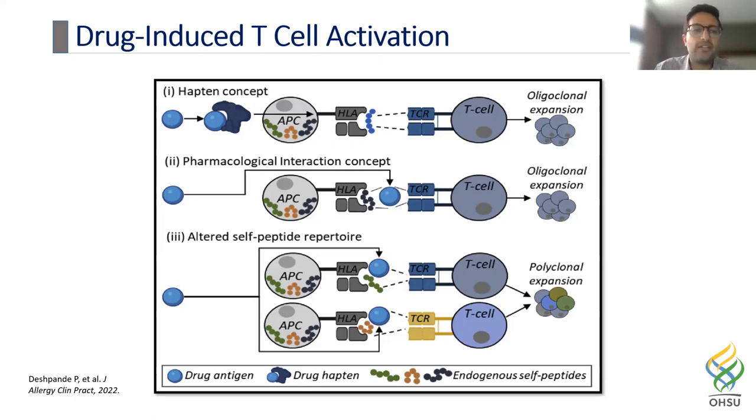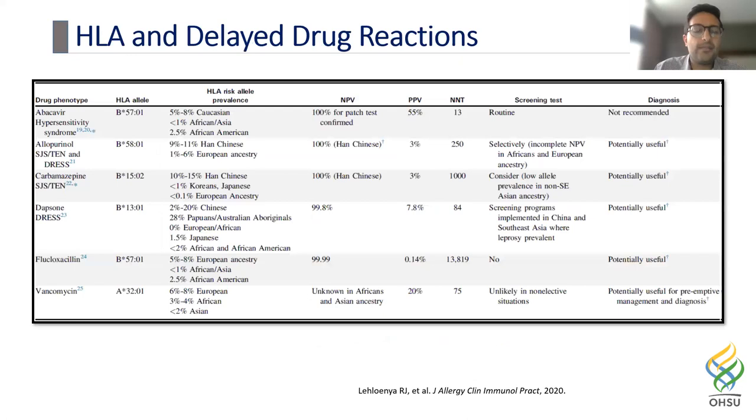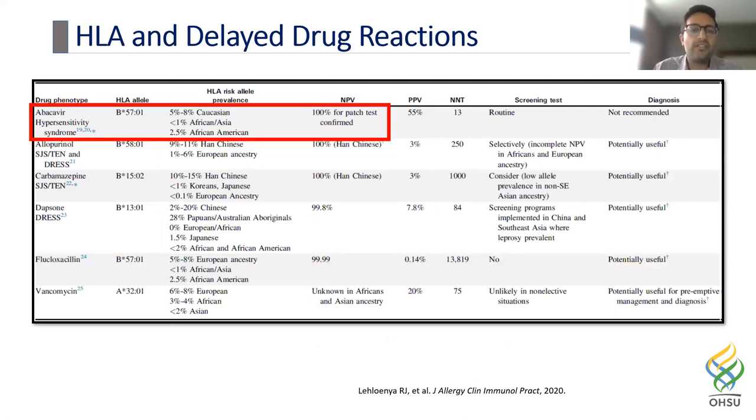people have looked at different HLA relations to specific types of drug reactions. So the one that I feel like most of us have heard about or know about is the abacavir hypersensitivity syndrome, which is associated with HLA-B*5701. And it's recommended now that anybody started on this medication gets routinely screened for this allele before they start, because it has pretty good negative predictive value.